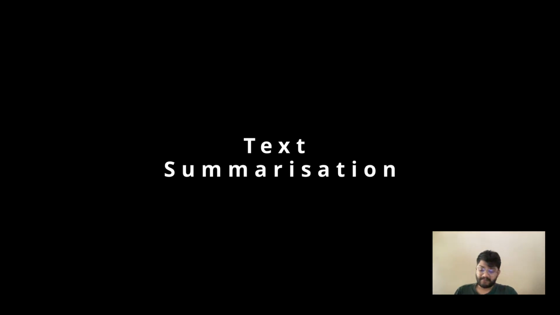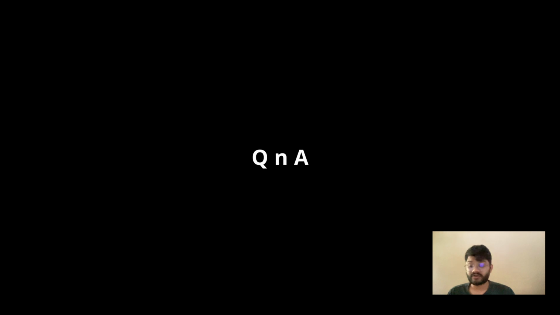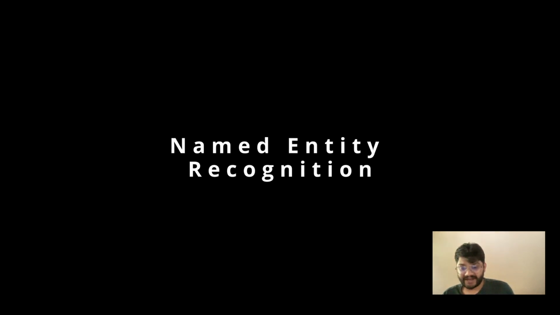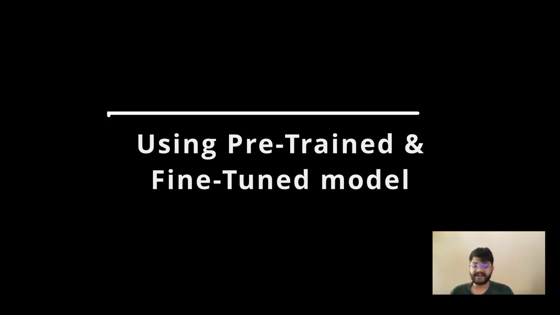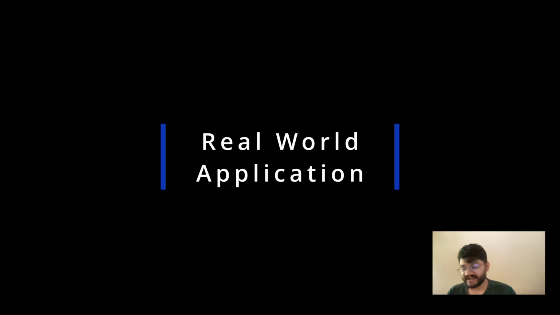Text summarization, compressing large pieces of text into concise summaries that capture their main points. Building question and answer systems, using it for Q&A tasks by providing accurate and contextually relevant responses to user queries. Named entity recognition, identifying and categorizing entities in text such as names, dates or locations using pre-trained and fine-tuned models. In real-world applications, pre-trained models like BERT, GPT or T5 are predominantly used and adapted for various use cases.